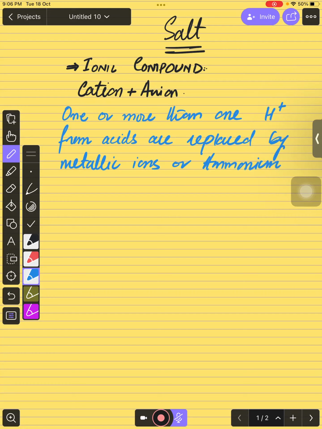You need to keep remember that whenever H ions from the acid, just for suppose if you talk about some examples, if you talk about HCl, you can see this is one of the acids, right? अब इस acid का जो H ion है, if this H ion is replaced by any metal ion, it will form what? Salt. ठीक है ना? This is the definition of salt.